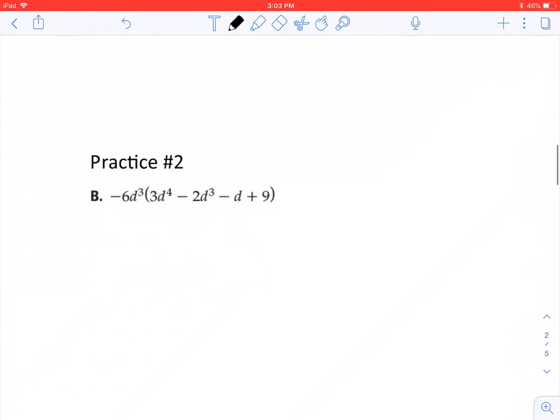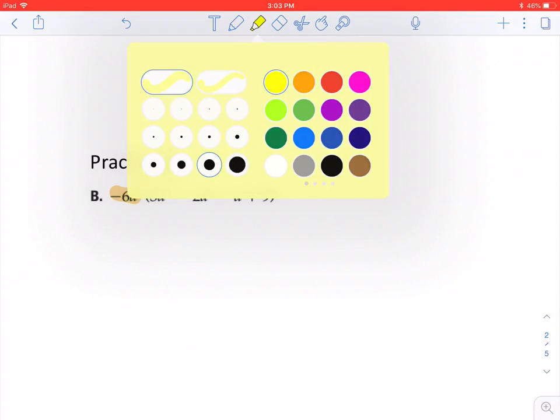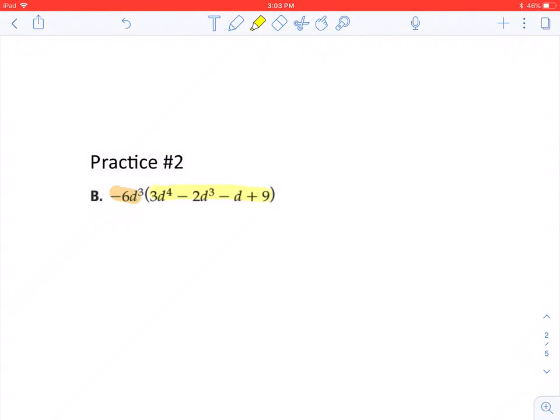All right, let's try another one. So same as before, we're going to multiply this monomial that I just highlighted in orange by that polynomial that I just highlighted in yellow. So the orange monomial needs to distribute to each of the terms. In this case, there are 4 terms, so that has to get distributed to all 4 terms.